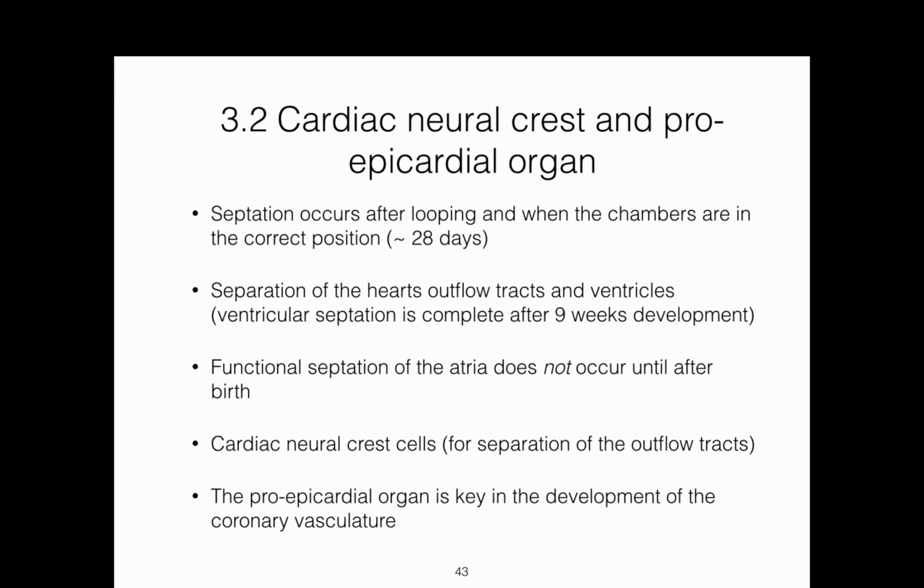The cardiac neural crest and proepicardial organ. Septation of the heart occurs after looping and when the chambers are in the correct position at about 28 days of development. Ventricular septation is complete after 9 weeks of development. Functional septation of the atria, however, does not occur until after birth. Cardiac neural crest cells are essential for septation of the heart's outflow tract and ventricles. The proepicardial organ is key in the development of the coronary vasculature.